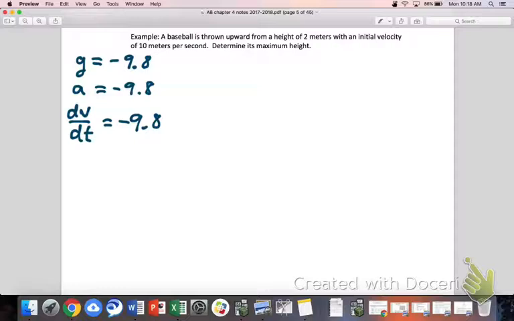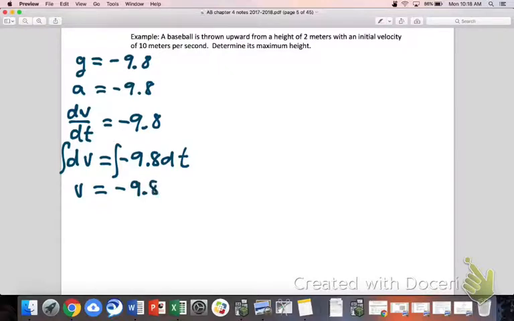So here we go. I'm going to try to find my velocity function because I need a velocity function, I need a position function, and I'm going to have to use calculus to get there. Here's what I do. I'm going to multiply both sides by dt to separate my variables, get my v's on one side and my t's on the other side. And to get to velocity now, what do I need to do? Yeah, find the integral, right? We're going to get rid of those differentials, so integrate both sides. This gives me velocity equals negative 9.8t plus c.